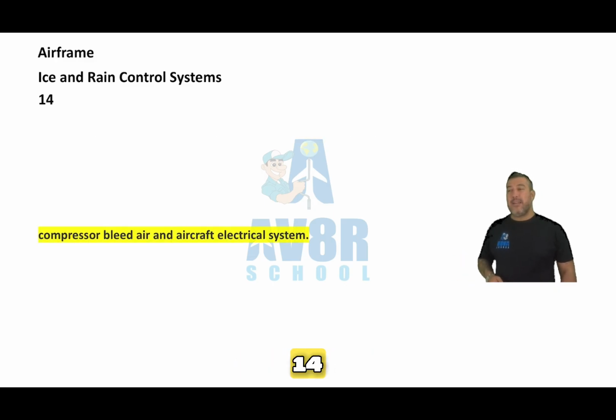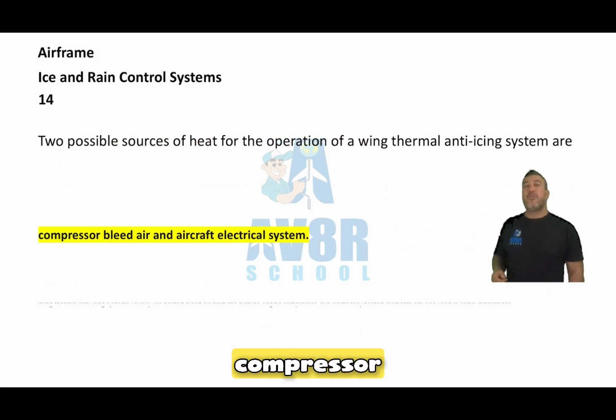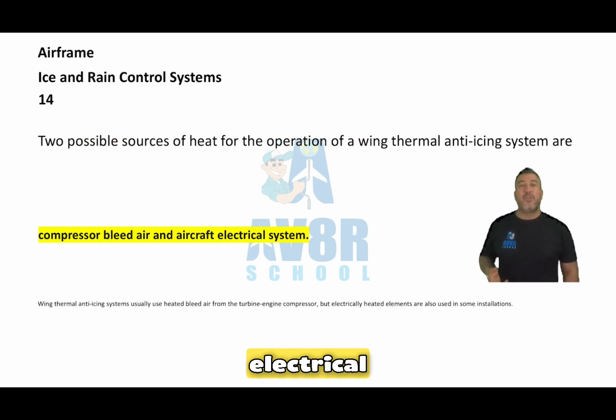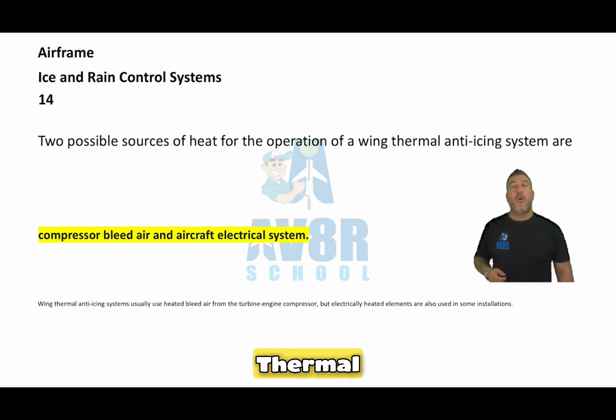Number 14, compressor bleed air and aircraft electrical systems. Two possible sources for the operation of a wing thermal anti-icing system are compressor bleed air and aircraft electrical system.